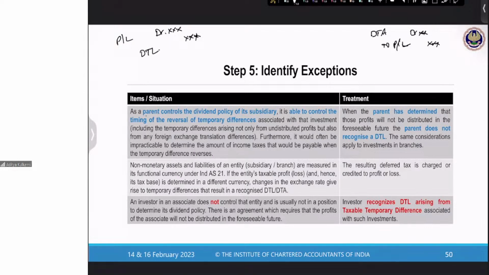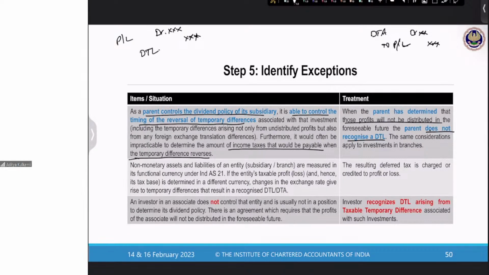See, the parent controls the dividend policy of its subsidiary. Obviously, it's a majority stakeholder. It will control. So therefore, it is able to control the timing of the reversal of temporary differences. And that is why it would often be impracticable to determine the amount of income tax that would be payable when the temporary difference reverses. So if the parent has determined that those profits will not be distributed, there is no need to recognize a DTL. Okay. So this is just theoretical. You can go through it. It's not a big deal.